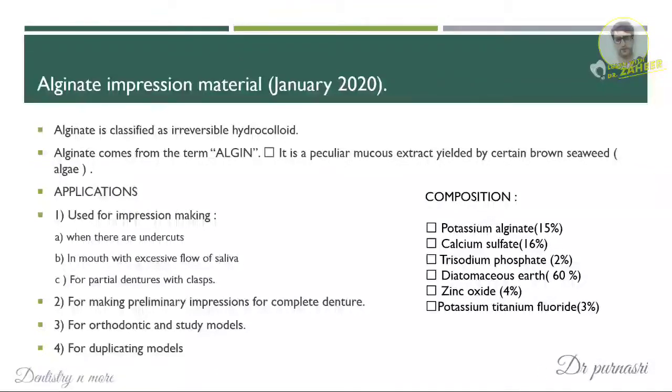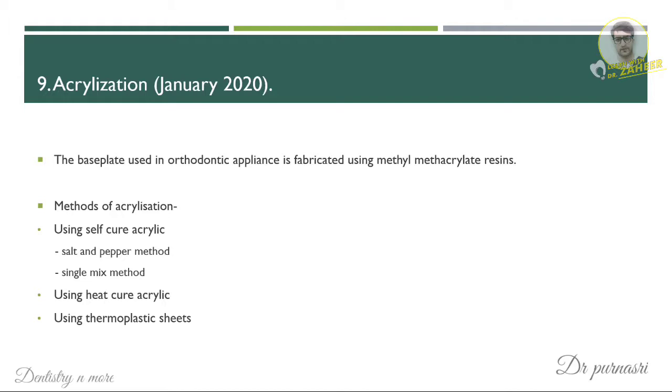Next question is acrylization. The base plate used in orthodontics is fabricated using methyl methacrylate resins. So the processing of these acrylate resins is called acrylization. The methods are using the self-cure acrylic, heat cure acrylic, and using thermoplastic sheets. When we use self-cure acrylic, two methods can be used, that is the salt and pepper method or the single mix method or the Dove method.